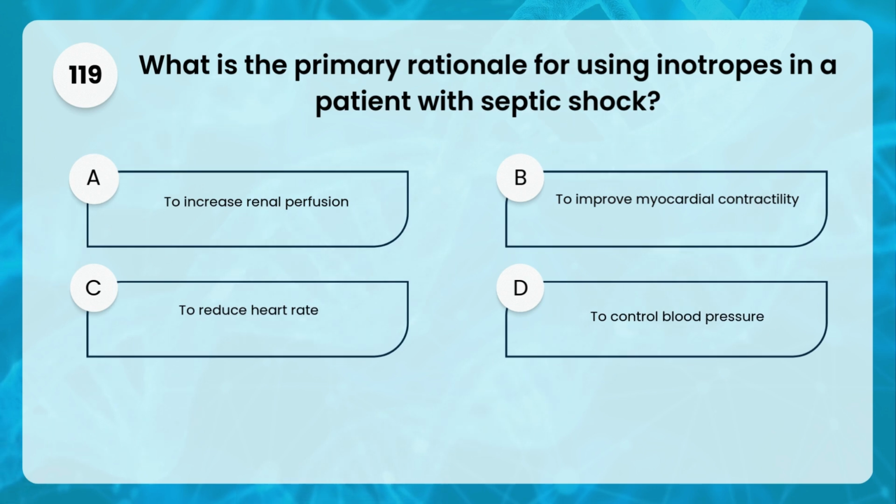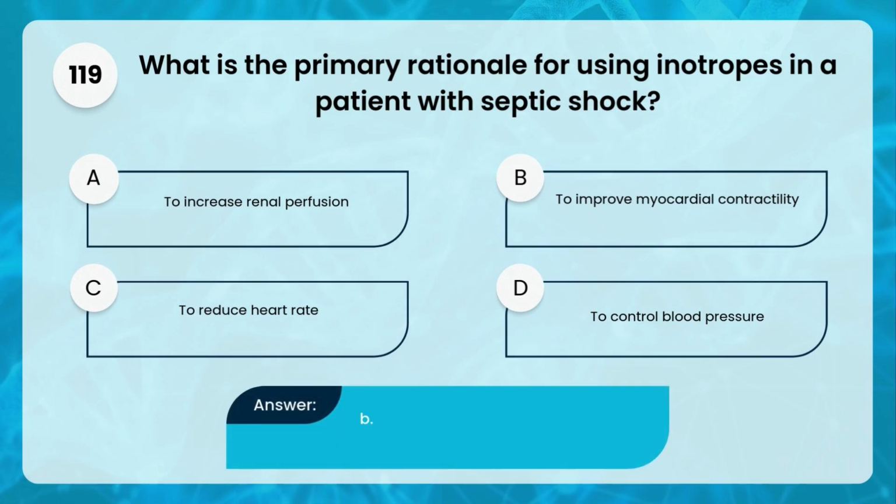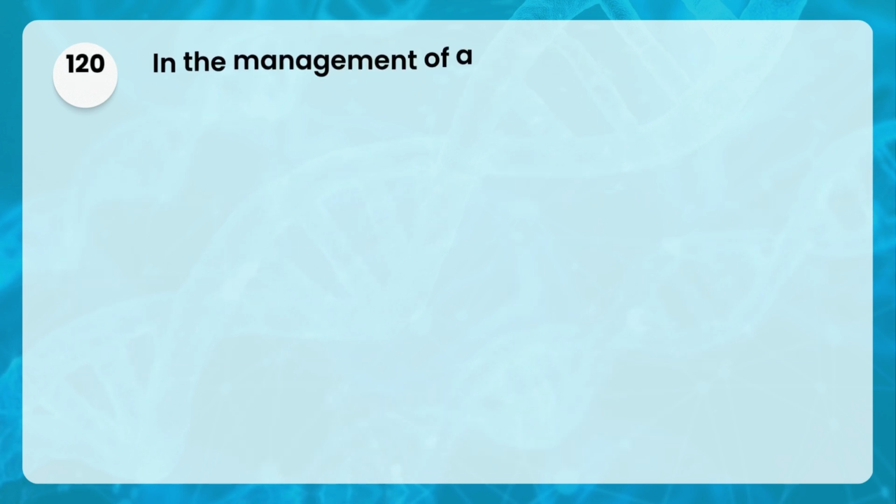119. What is the primary rationale for using inotropes in a patient with septic shock? A. To increase renal perfusion. B. To improve myocardial contractility. C. To reduce heart rate. D. To control blood pressure. The answer is B. To improve myocardial contractility.